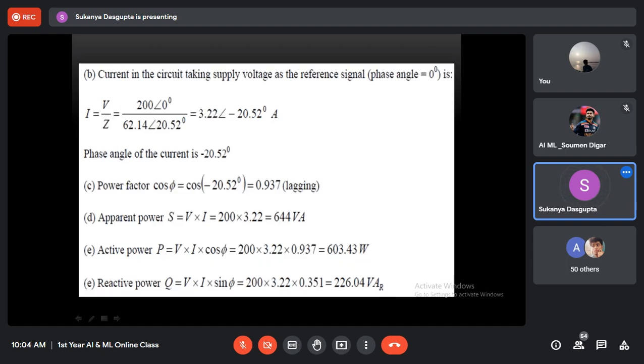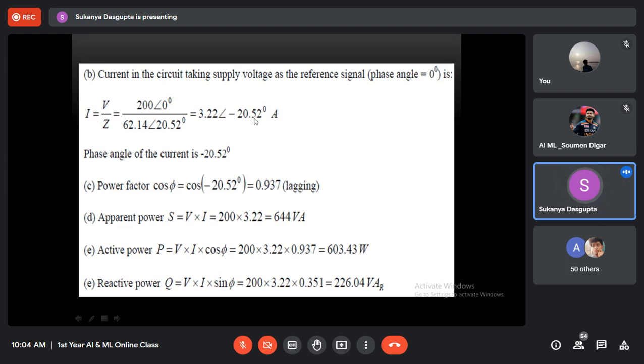Next, the current I is V by Z, which is 200 angle 0 degree. Next, power factor, cos phi. As I told you, the cosine of phi is called the power factor. And what is this phi? This phi is the phase angle between the source voltage and the source current. So what is the angle associated with the source voltage? 0 degree. What is the angle associated with the current?